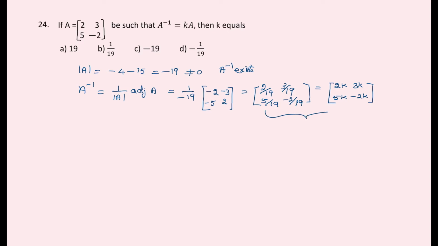When two matrices are equal, the corresponding elements must be equal. Let us equate these two. So 2k is 2 over 19. Therefore, k value is 1 divided by 19. B option is the correct option. If you equate the other entries, you will get the same answer for k. If you don't get the same answer by two different equations, you will write k not defined. Here, from all equations, you will get the same value for k. Therefore, option B is the correct answer.